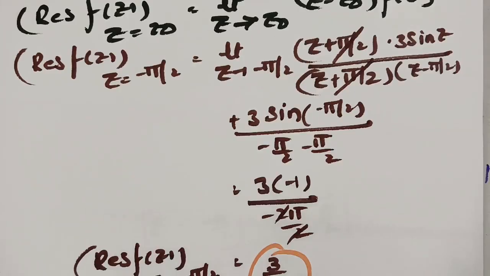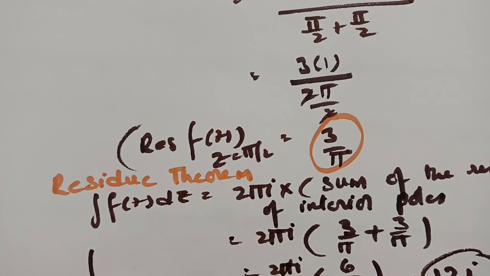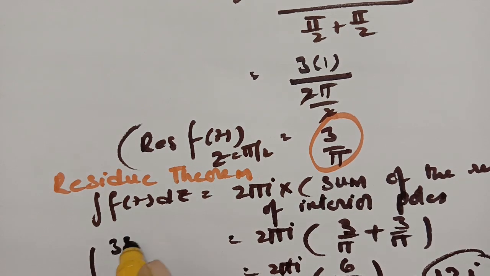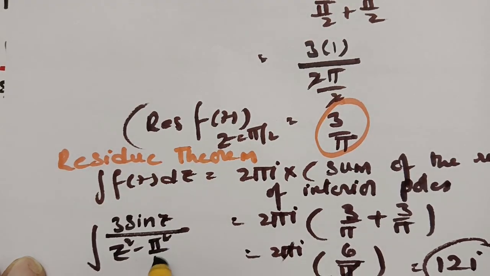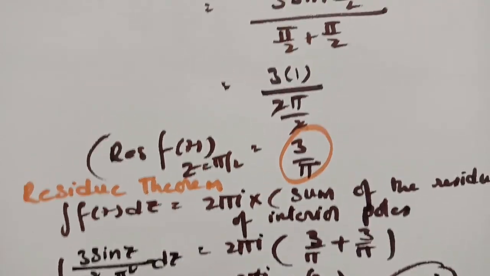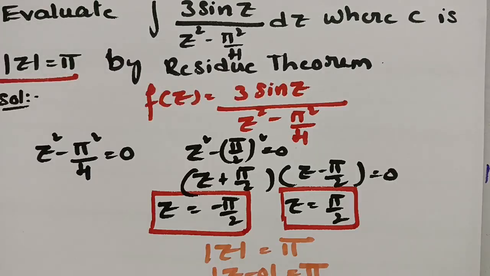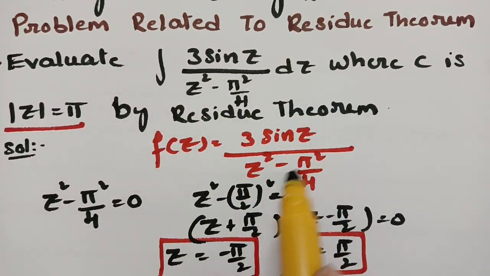So what is f of z value? f of z is nothing but 3 sine z by (z square minus pi square by 4), and the integral of f of z dz is 12i. So this is how we have to solve. This is also so simple. Here the integral of f of z dz is given, and f of z is taken like this.